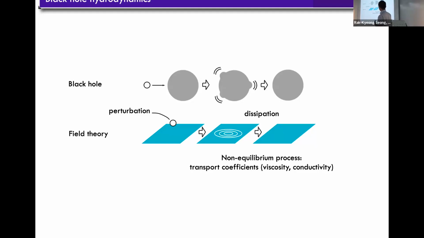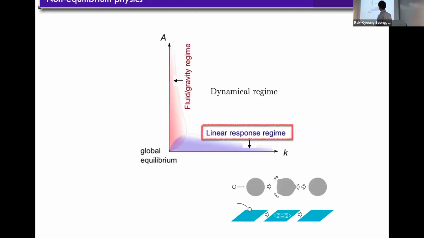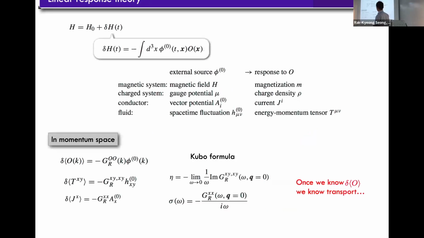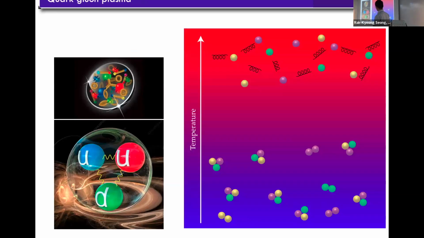This is called a transport coefficient, like viscosity or conductivity. And I'm focusing on the linear response regime. Linear response means you poke the system very gently. This is your source: you perturb the system, and the reaction of the system is proportional to this perturbation. Okay, this is the proportionality constant. That's the linear response theory.